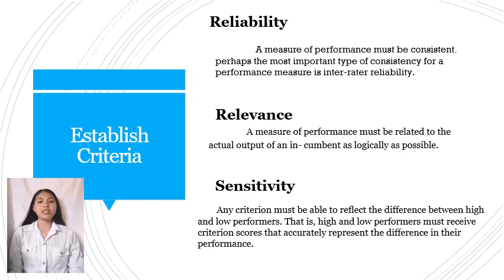The three types of established criteria. First, reliability. A measurement of performance must be consistent. Perhaps the most important type of consistency for performance measurement is inter-rater reliability. Second, relevance. A measurement of performance must be related to the actual output of an incumbent as logically as possible. Third, sensitivity. Any criterion must be able to reflect the differences between high and low performers. That is, high and low performers must receive criterion scores that accurately represent the differences in their performance.